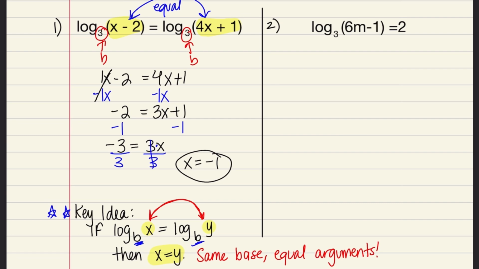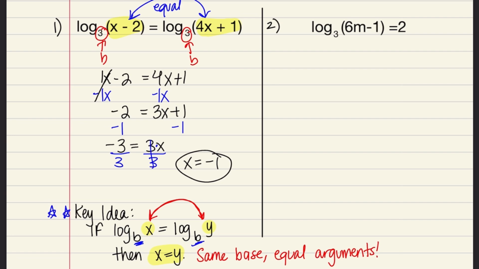Let's tackle number 2. I don't see a log on both sides, so I can't use the key idea written down here at the bottom. This key idea can only be used if there's a log or a natural log on both sides of the equation. I don't see a log on the right side on number 2.